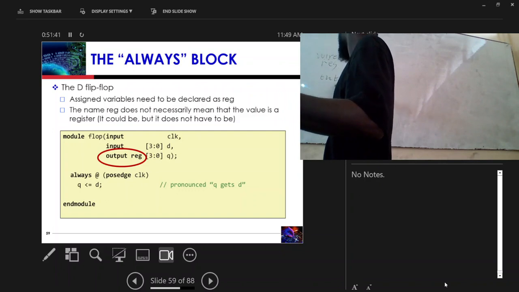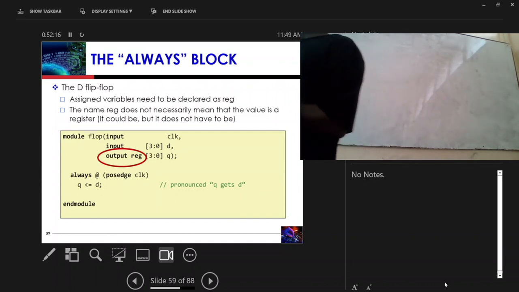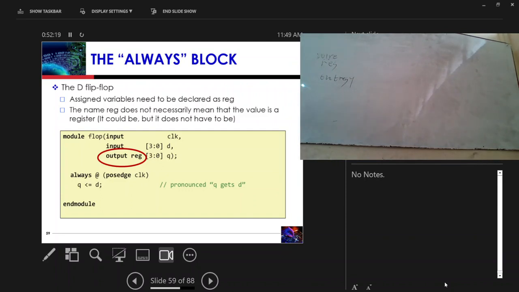But for the always block, the output must always be a reg. If I want to use any statement within the always block, like the Q here, it must always be a reg, not a wire. If I put output Q and just do always at positive edge, Q is equal to, there will be an error. It must be output reg. Understood? So the statement inside the always block, the Q inside here, must always be a reg. If I don't describe it like output reg, if I don't bring anything, it means that it's a wire.